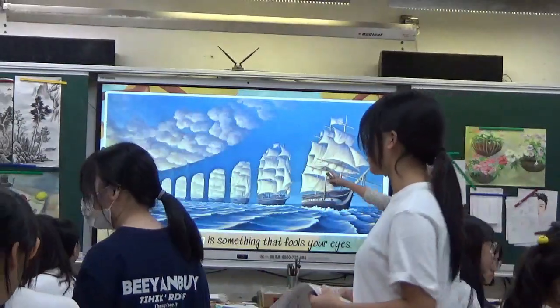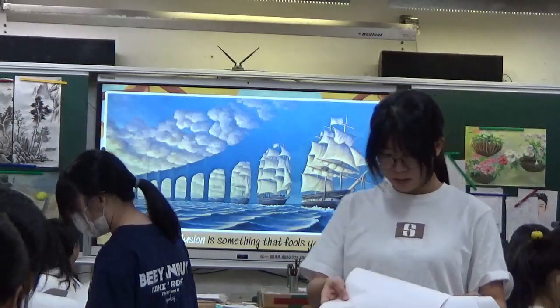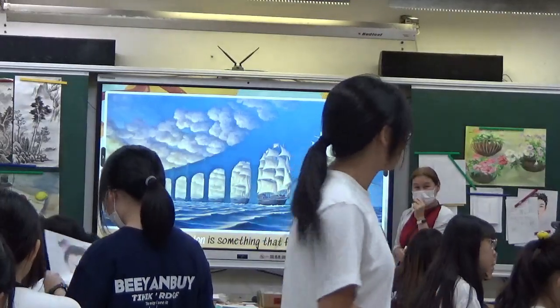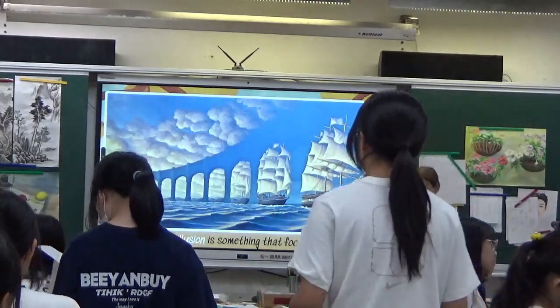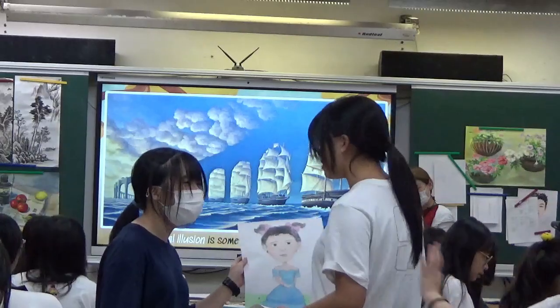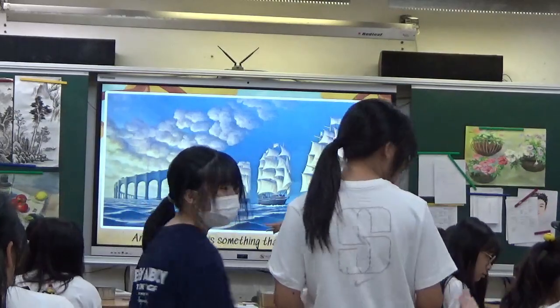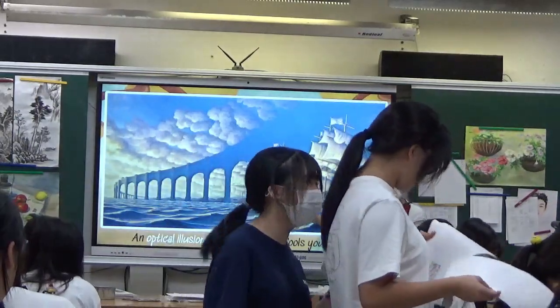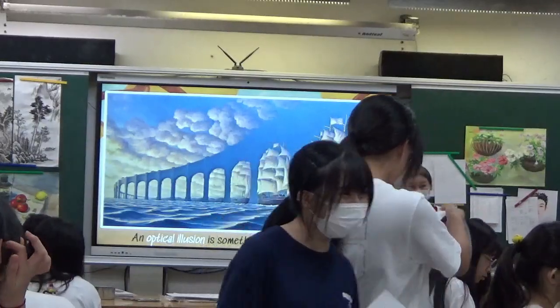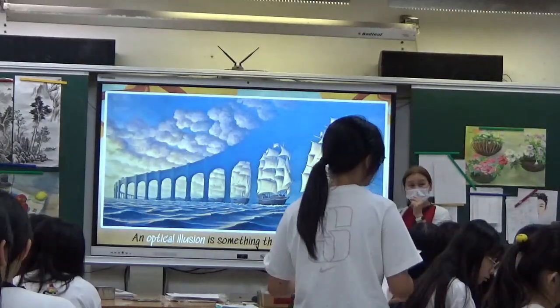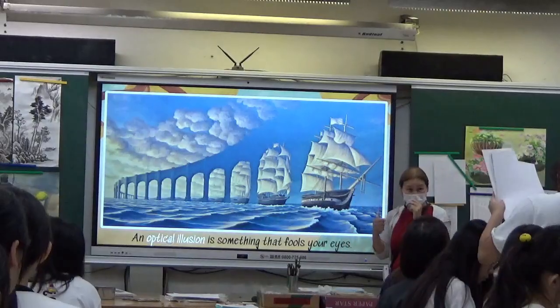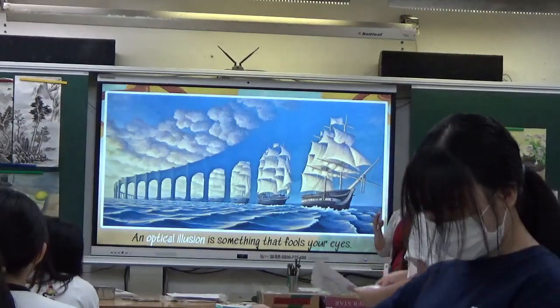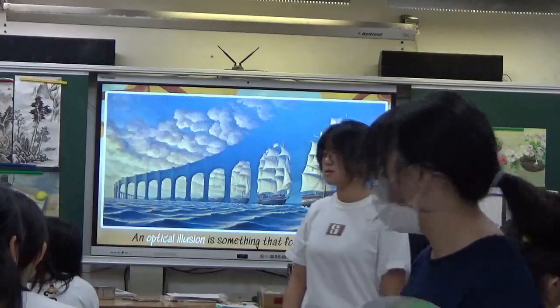For example, this picture. What do you see? Is it a bridge or is it a ship, right? Or maybe a bridge. Yeah, so you don't know. So it's an optical illusion art because it's something that fools your eye. So we will learn about this kind of art technique, how to create an optical illusion art.